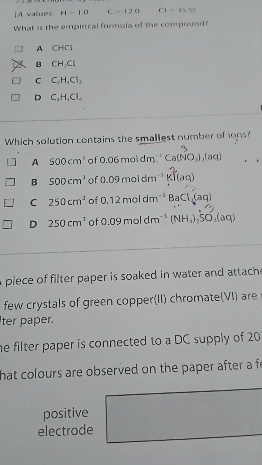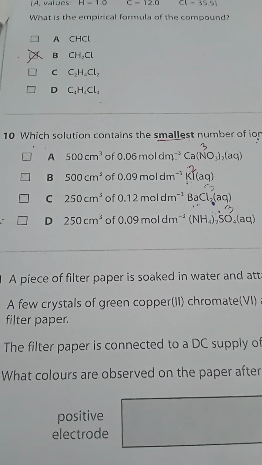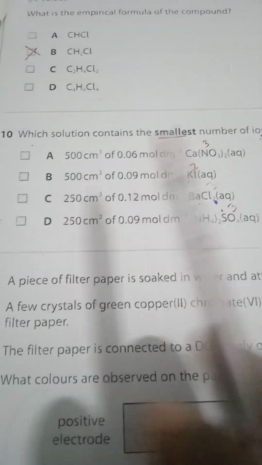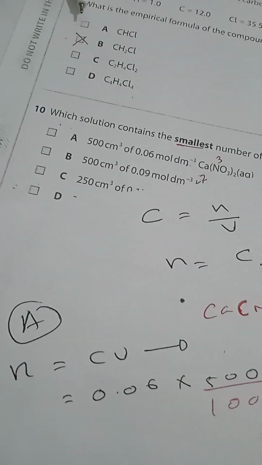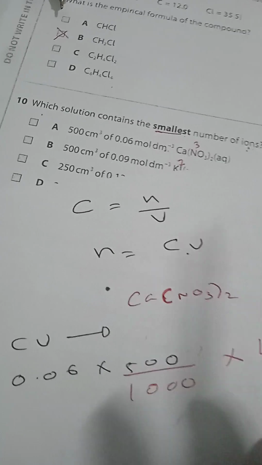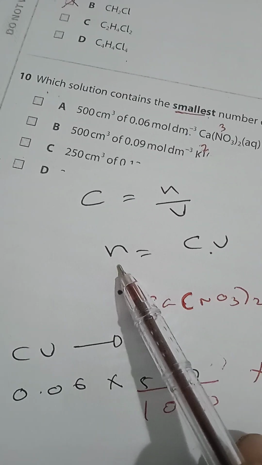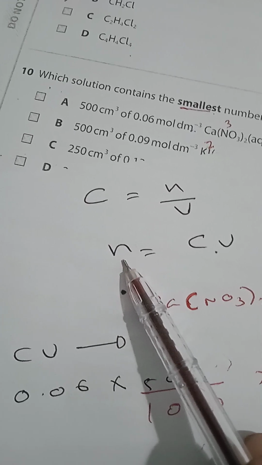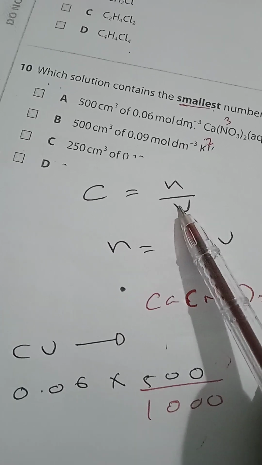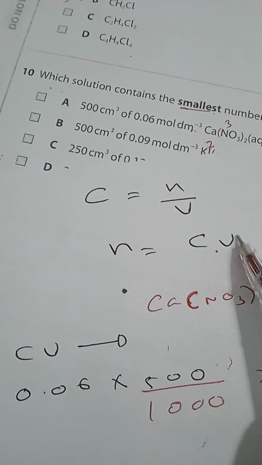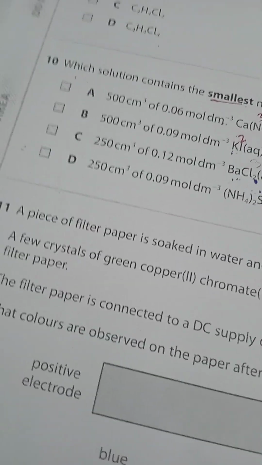And then we go one by one. So for A, we always use this equation: C is equal to n over V. We want to find the moles, which means n should be the subject. So n is equal to CV. So we got our first one, that is about the calcium nitrate.